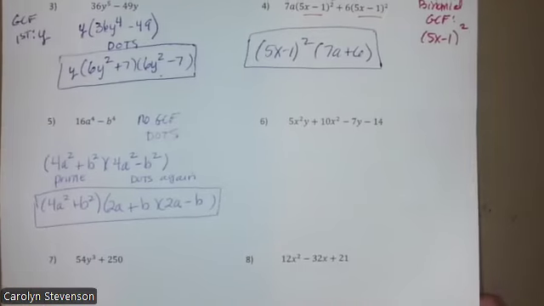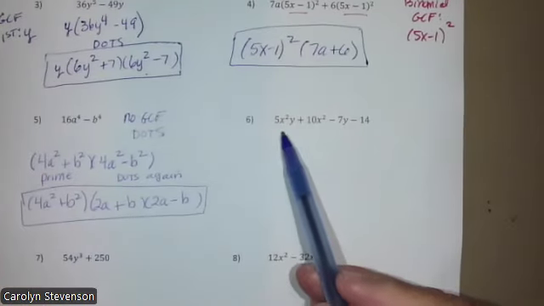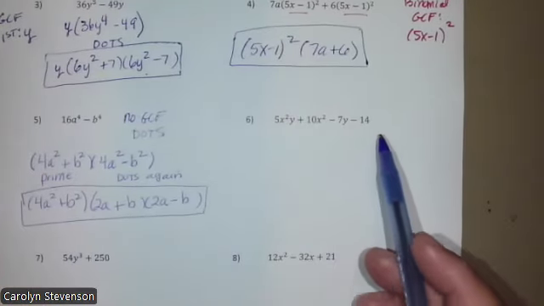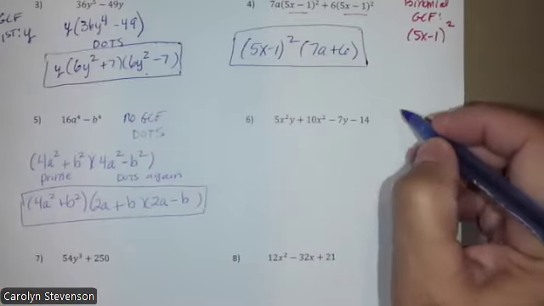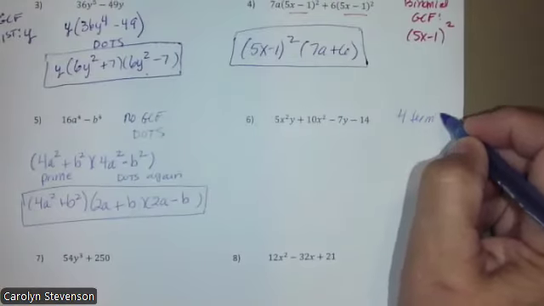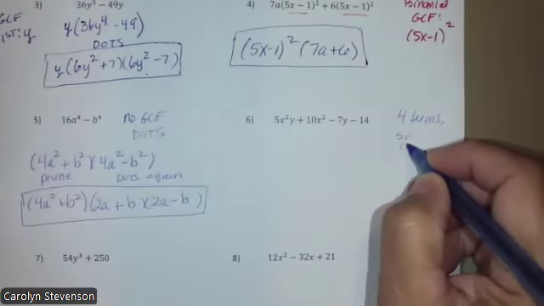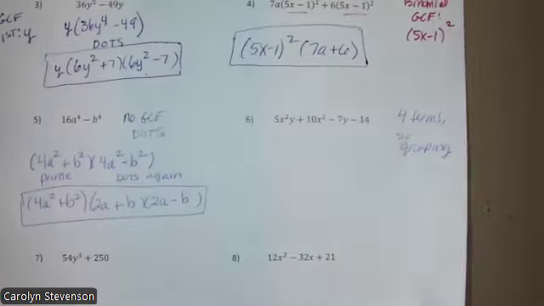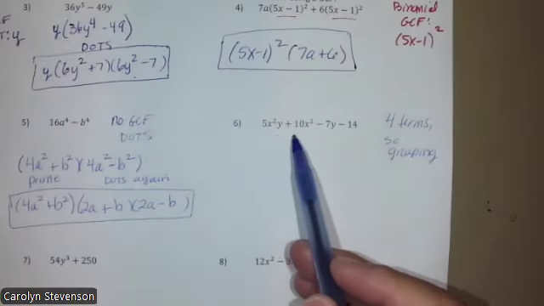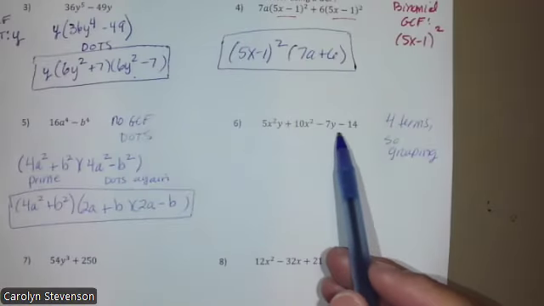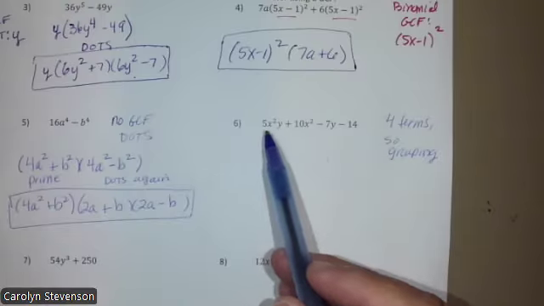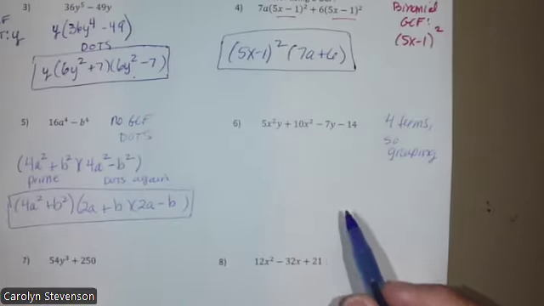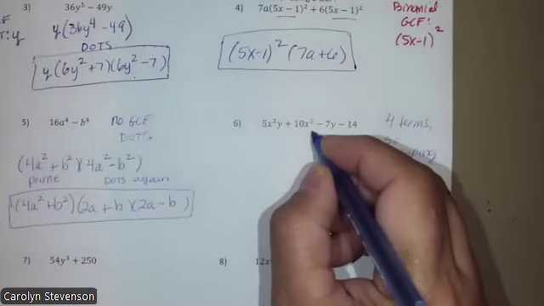All right, so number 6. It has 4 terms. So this is grouping method. And we want to see if there's a common factor first. No number would work. And there's no variable in everything. So there's no GCF at the beginning. So let's split it up.